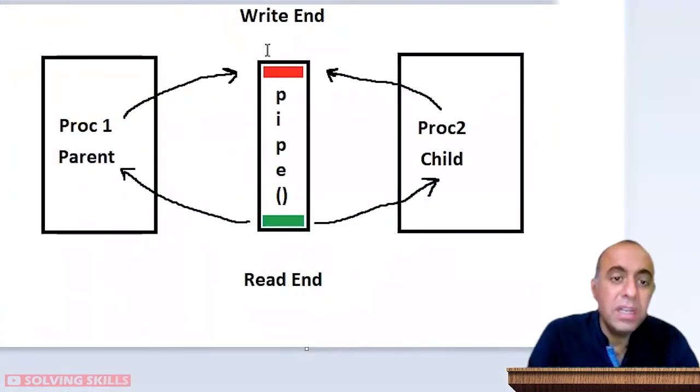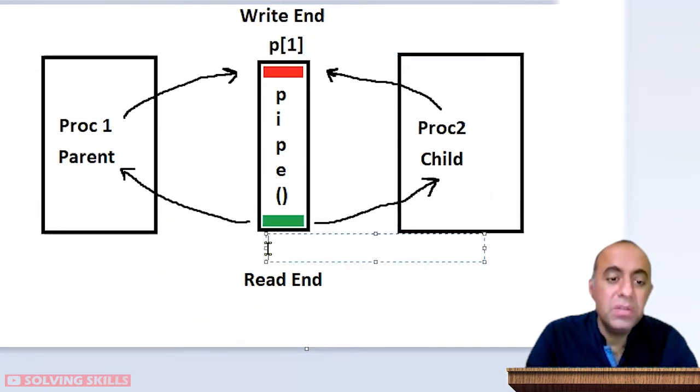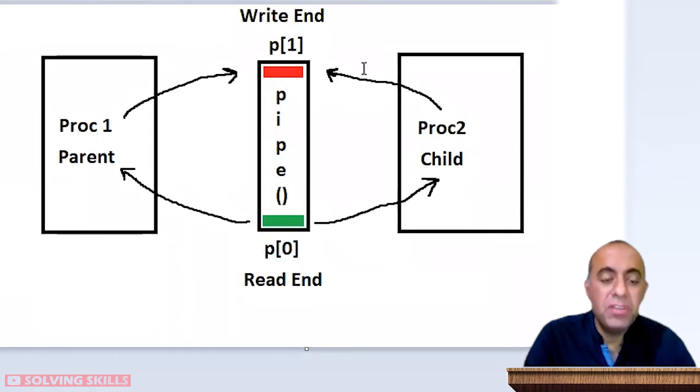So you can identify this end, the write end, as P of 1. And if you wanted to identify this read end, you could identify it using P of 0. P of 0 is where you will find the ID for the read end, and after running the pipe system call, P of 1 will contain the numeric value of the ID of the write end of this pipe, right?